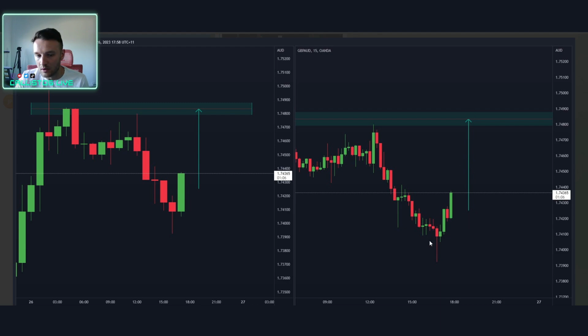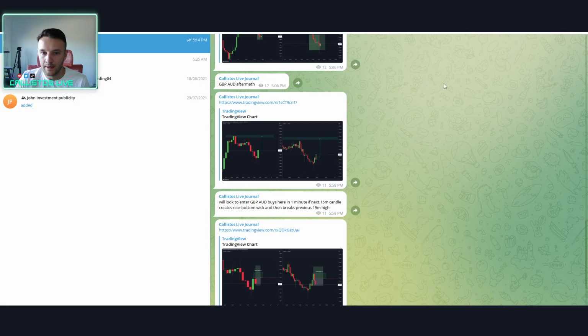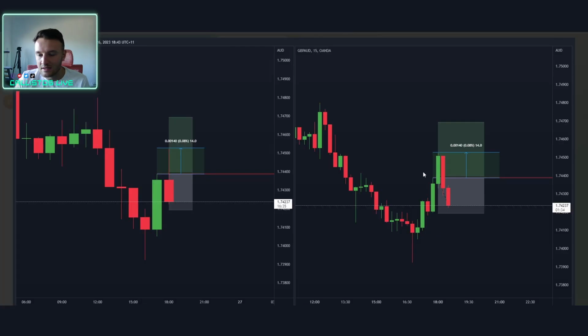But you can see this pattern, right? Strong bullish move on the 1 hour. We can see the bullish candles, pullback, continuation right here. So then you see the aftermath right here, right? So I got around about 14 pips, which is decent. But I was looking for a lot more, obviously.